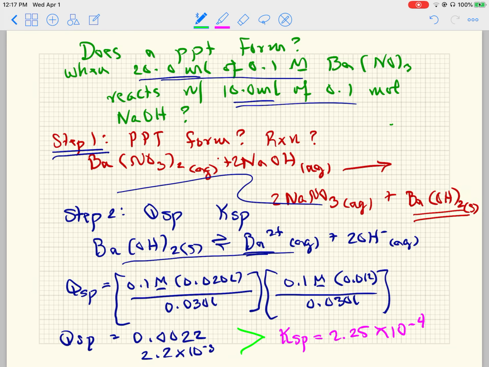So because my Q is equal to or greater than my Ksp, that tells me that a precipitate is formed. So the answer to our question is yes, a precipitate formed. One, we found out that it could, and the second one, we actually determined numerically the value of Qsp, and we compared it to Ksp. And if it's equal to or greater than, we have a precipitate formed. And these are the steps essentially that you'll follow to be able to determine that.